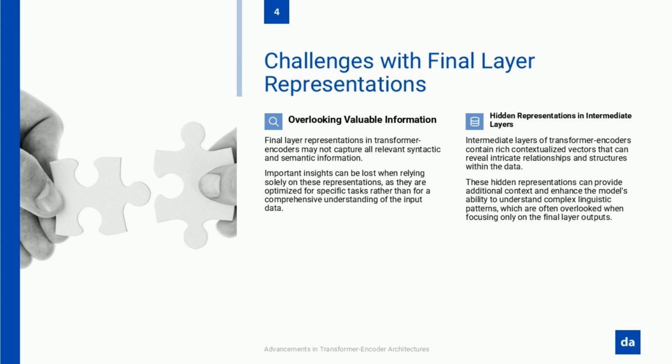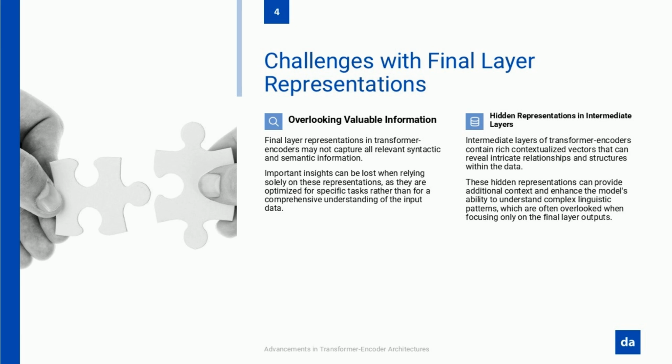You see, these intermediate layers aren't just stepping stones to the final output. They hold rich, contextualized vectors that capture intricate relationships and patterns within the data. These hidden representations can reveal the full complexity of linguistic structures, mapping how words, phrases, and ideas connect across a sentence. But here's the catch. If we rely solely on the final output, much of this depth is flattened, simplified, or even discarded.